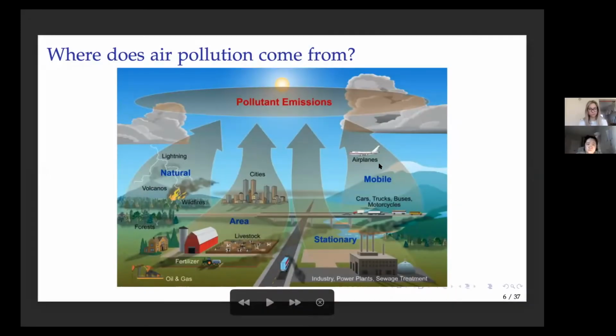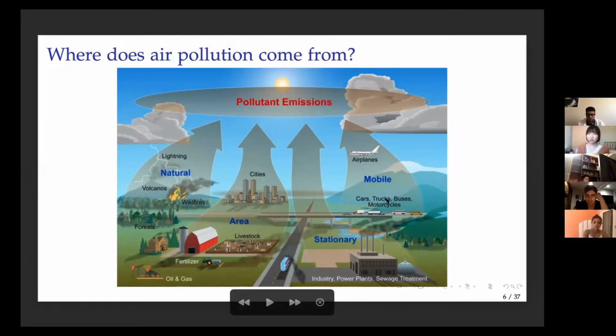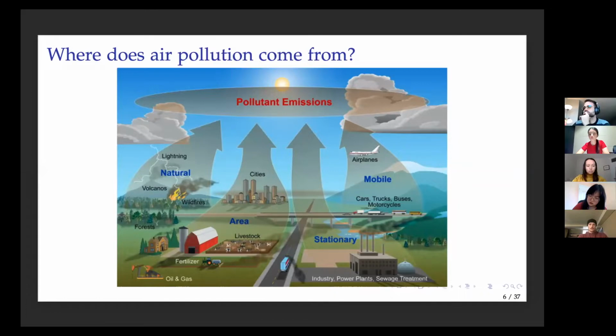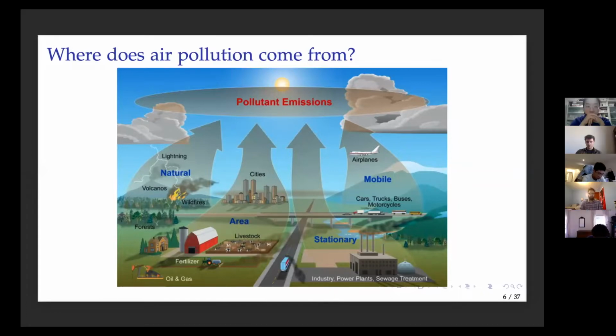Mobile sources, so the way we move around different areas, tend to create a lot of air pollution, be it movements through the sky with airplanes, which is a key contributor of several air pollutants, or on the ground through cars, trucks, buses, etc. These tend to be a key source of both particulate matter and other harmful air pollutants.